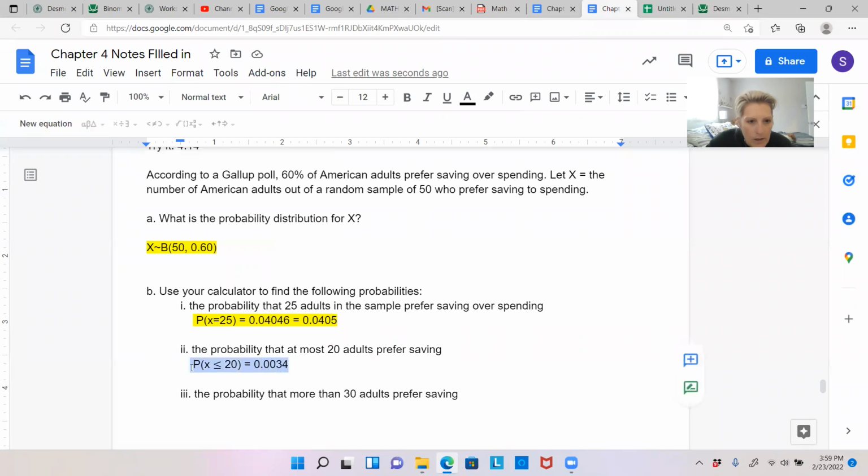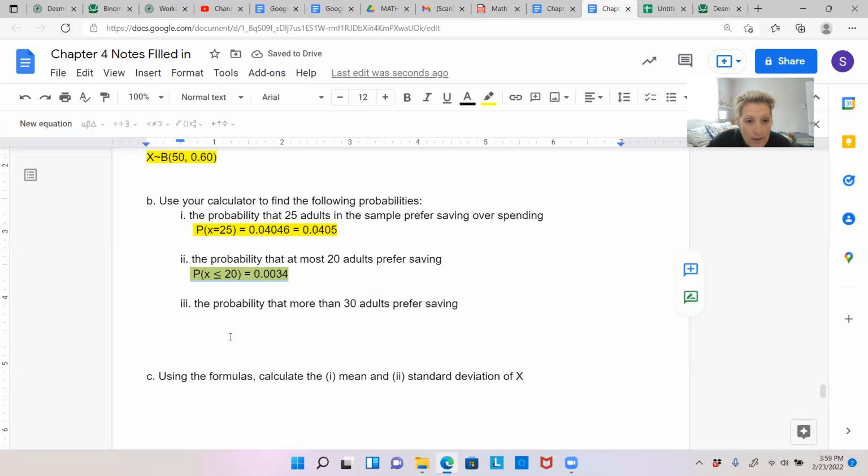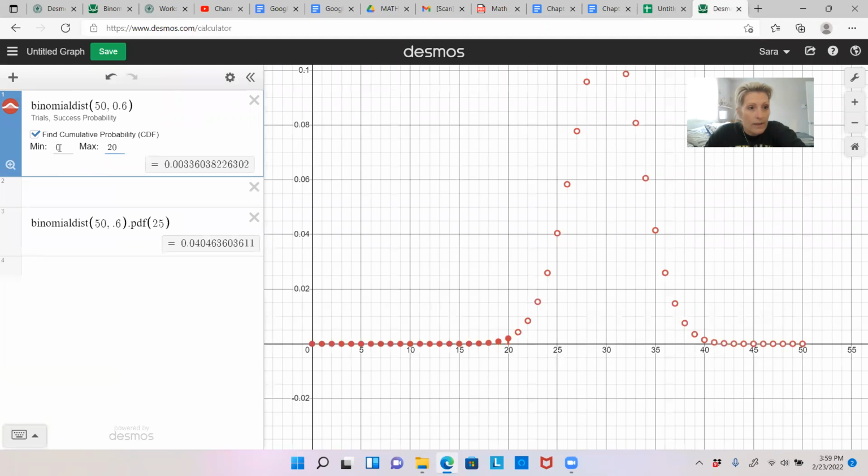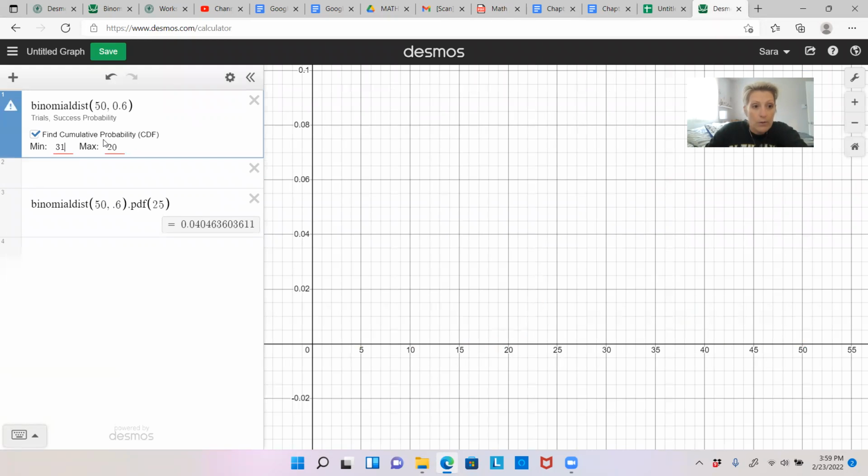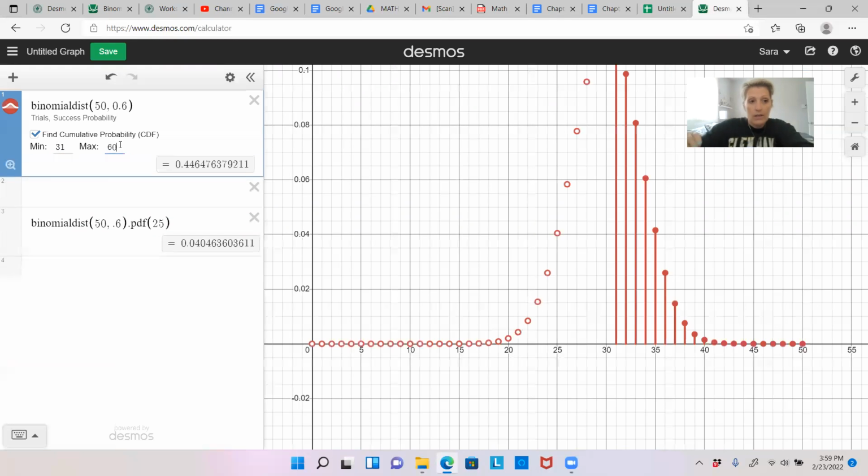Then the last question says, find the probability that more than 30 adults prefer saving. Okay. So we can do the probability that X is strictly greater than 30 adults prefer saving. And so we're doing a greater than 30. So that means I'm doing greater than 30 would be 31 through 60, through my maximum. So remember, greater than means I have to put in 31. So that probability is 0.4465.